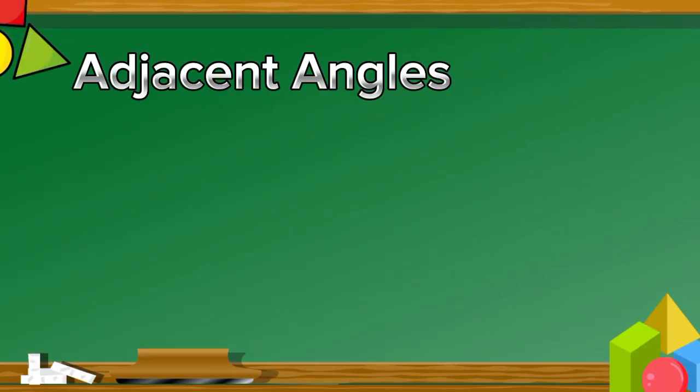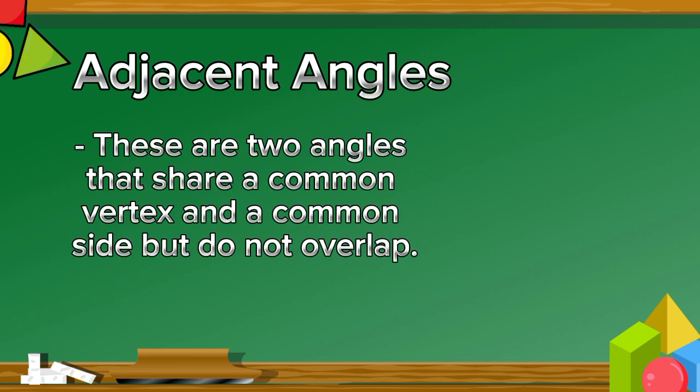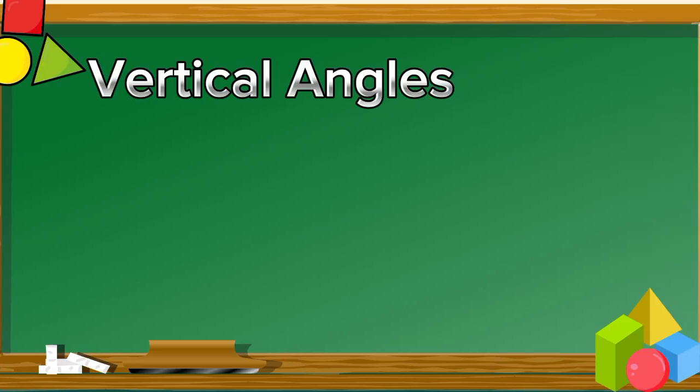First, let's define some key terms. Let's start with adjacent angles. These are two angles that share a common vertex and a common side but do not overlap. For instance, angle AOC and angle BOC are adjacent angles as they share a common vertex O and a common side OC. Next, we have vertical angles.